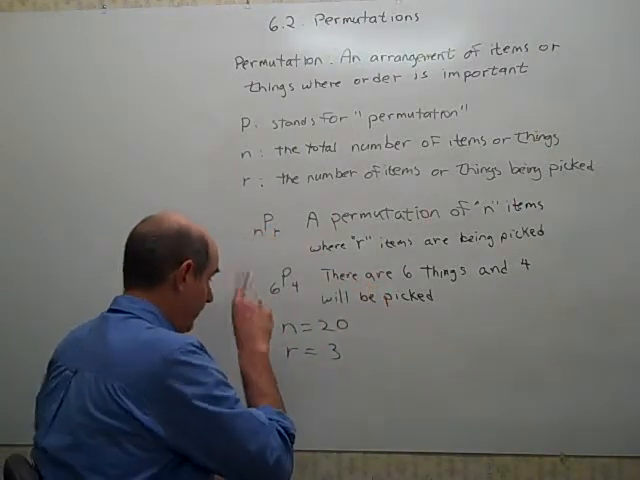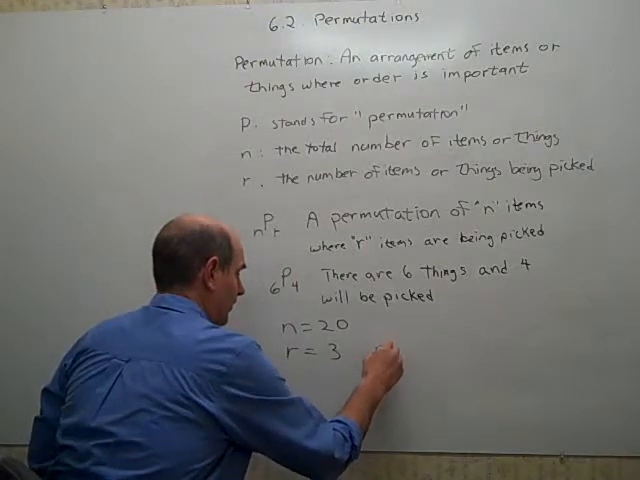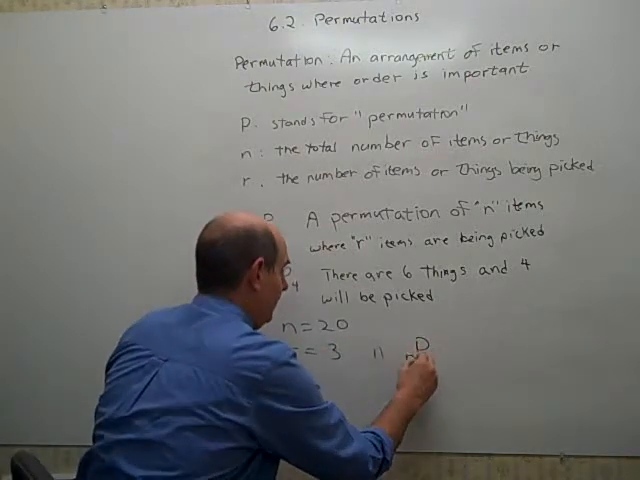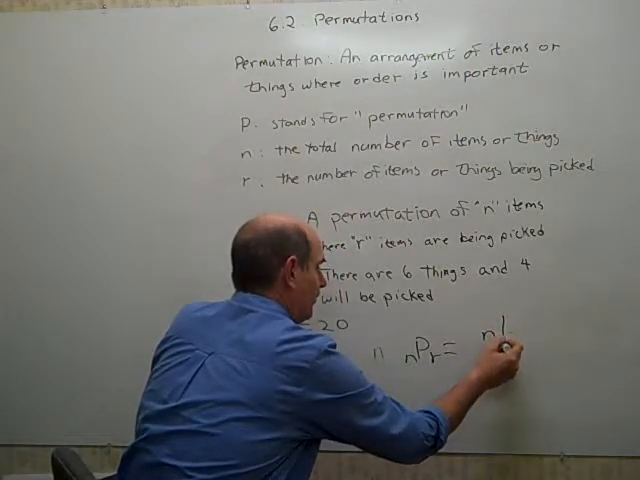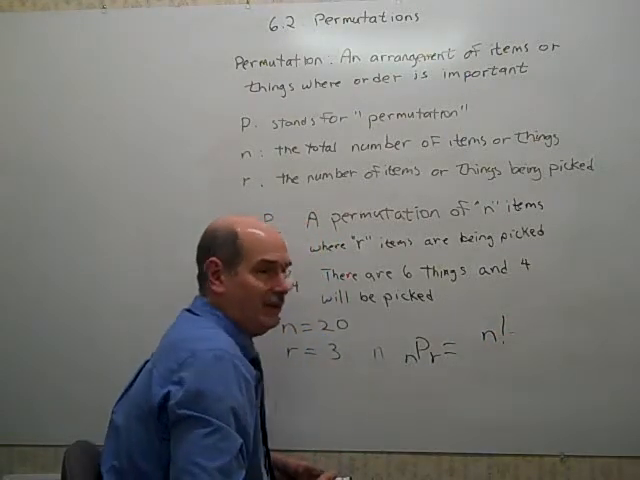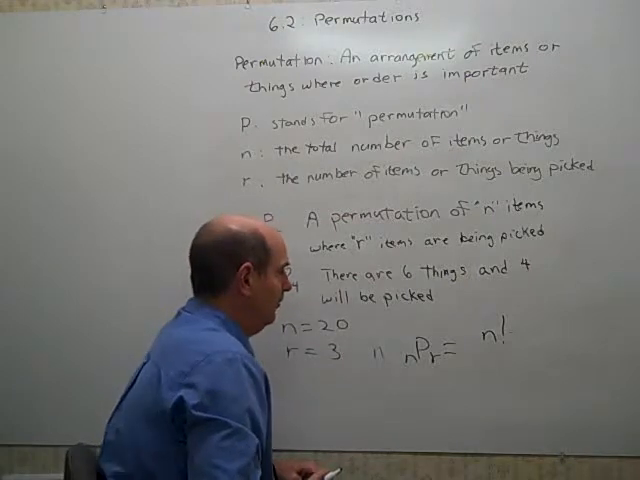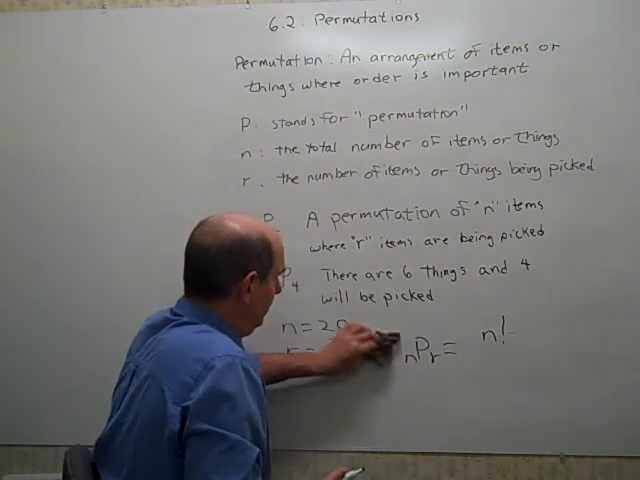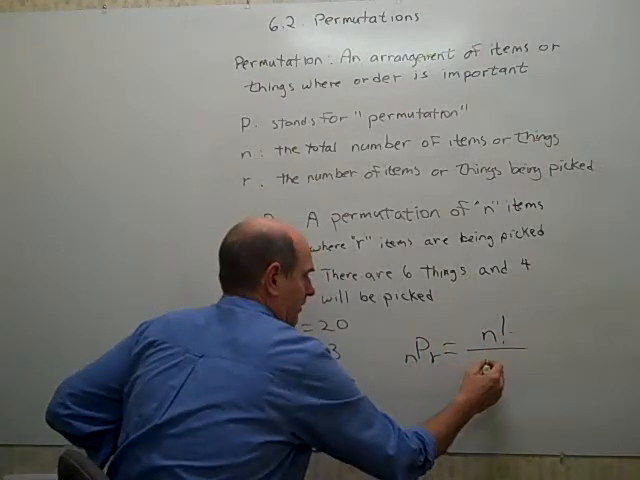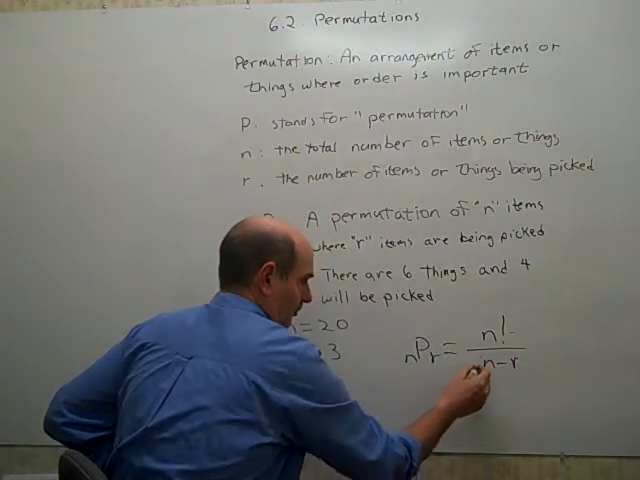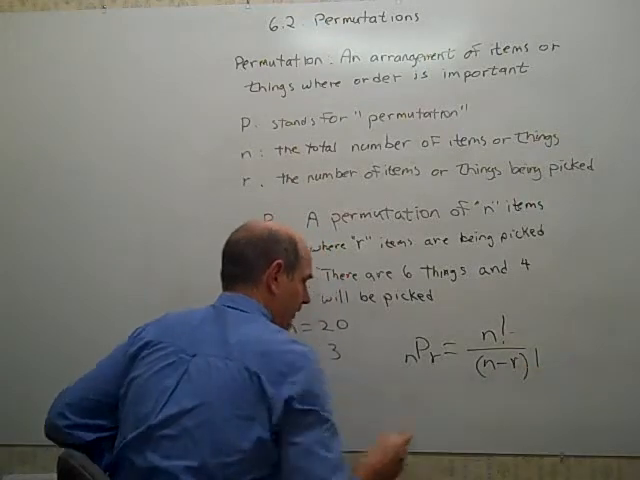The formula says that a permutation of n things r at a time is equal to n factorial. That looks like an exclamation point, but in mathematics that stands for factorial. Let me give an example. Let's write the formula down. And then you have to do an n minus r, and then do a factorial of that.